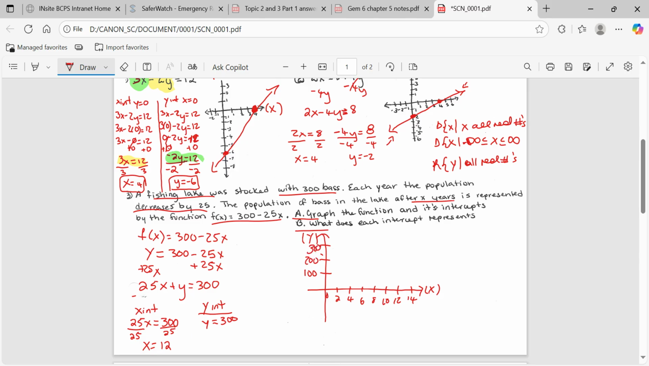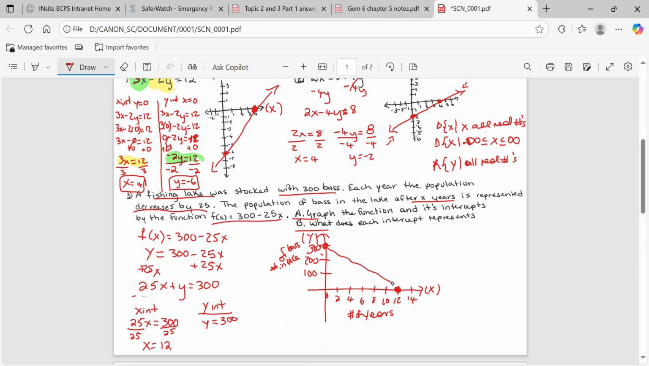All right. And then it told me that the x is representing the years, right? So this is your number of years. And the y-axis, it's been talking about bass. So maybe it's going to be the number of bass in the lake. So now my intercepts are here at 12 and 300.